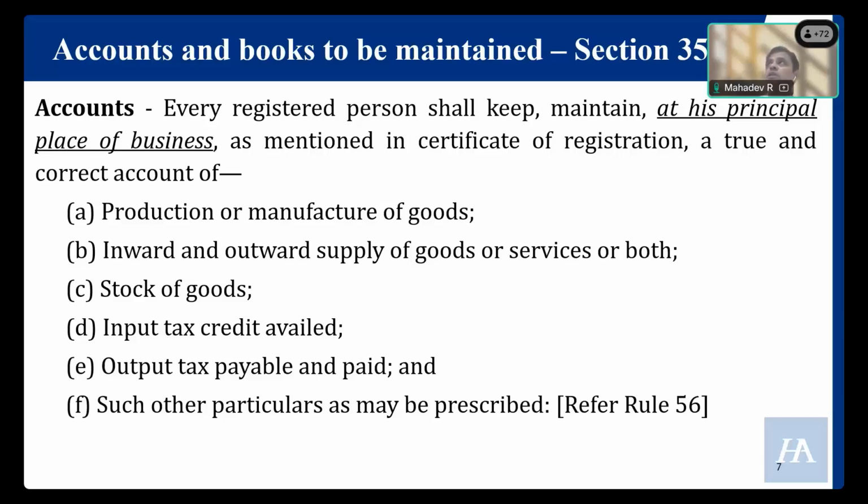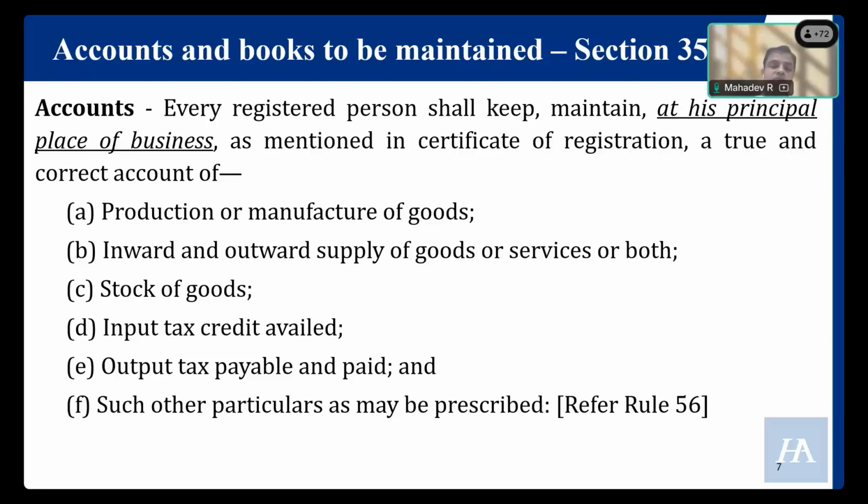Then the department can easily say that you have to pay a penalty, and the penalty can go as high as 50,000 rupees, which is based on the discretion of the departmental officer. Now, what are the records? Production or manufacture of goods, inward and outward supply of goods, stock of goods, ITC details, output tax payable and paid. All these details will be there for sure when you are filing your returns.